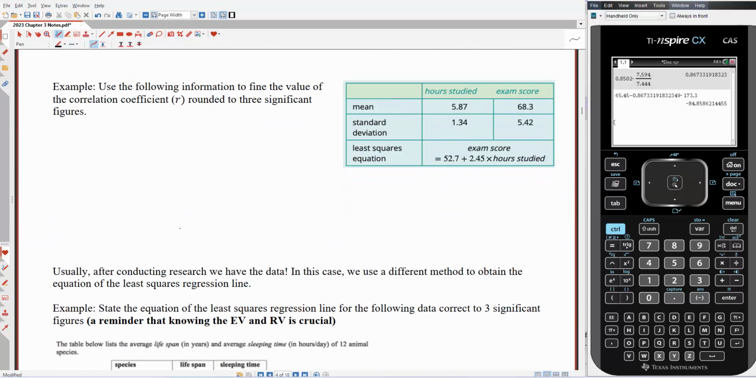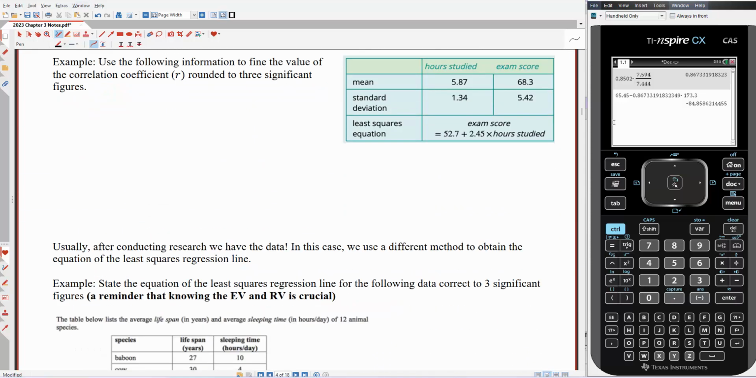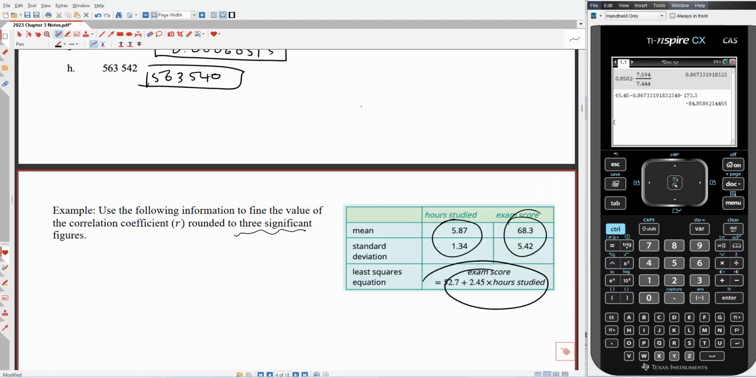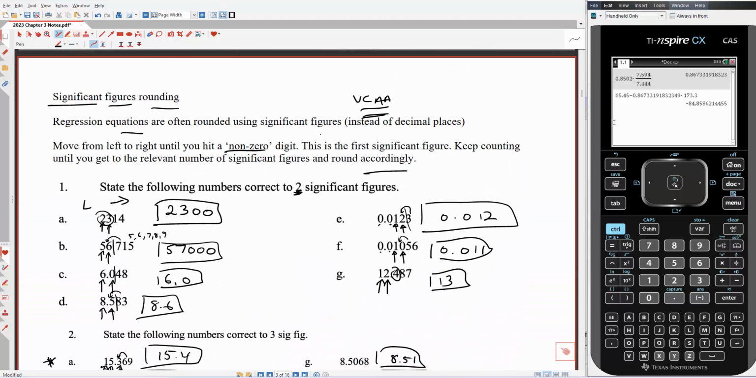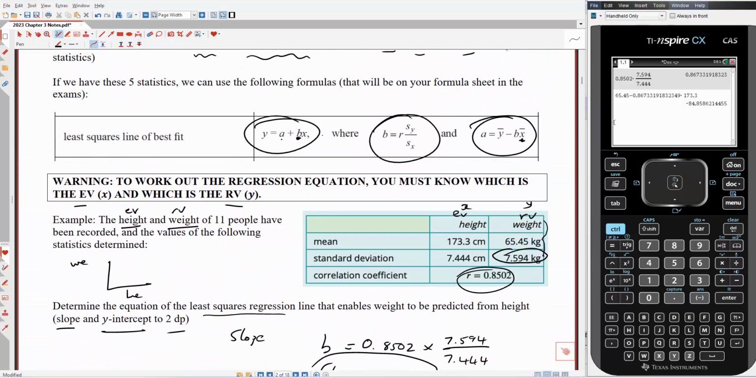All right, let's move on to the next example, which funnily enough requires some significant figures. So this one says find the correlation coefficient rounded to 3 significant figures, and what they've done is given us mean and standard deviation, mean and standard deviation, and they've given us the least squares regression line. So what I'm going to do is go back up to the formula, which is here, and note that I can get the value of R from this formula here.